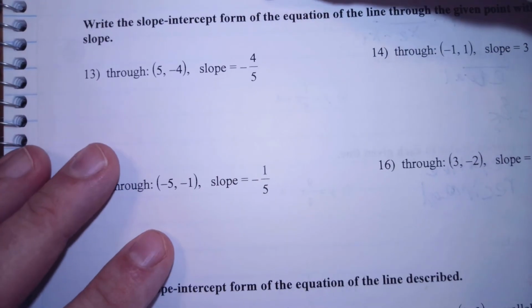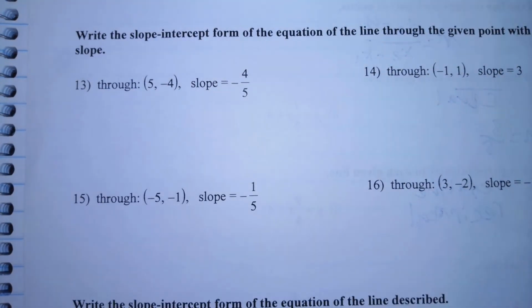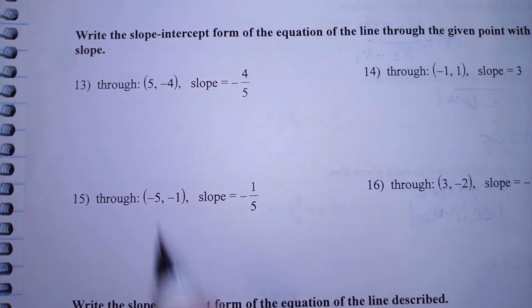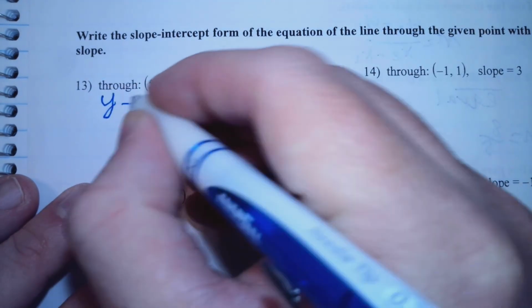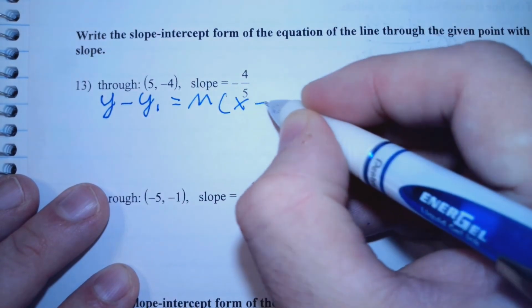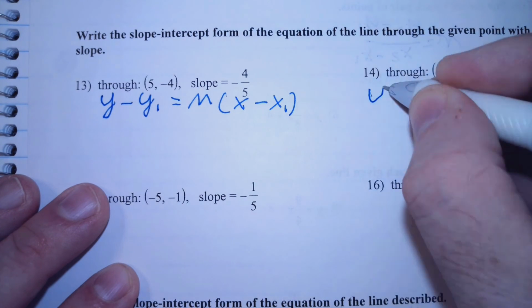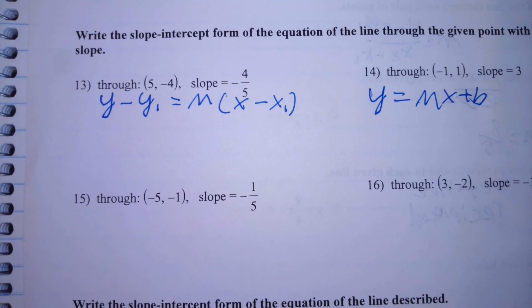Moving on. Slope. It says write the slope-intercept form of the equation through the given point with a given slope. Okay, there's two ways to do it. We can use this form, y minus y1 equals m(x minus x1). That is point-slope form, or you can just use the slope-intercept form, y equals mx plus b. I'll do it both ways.